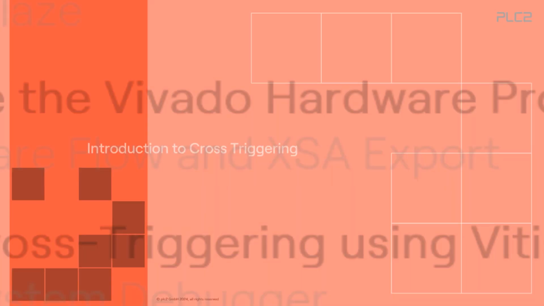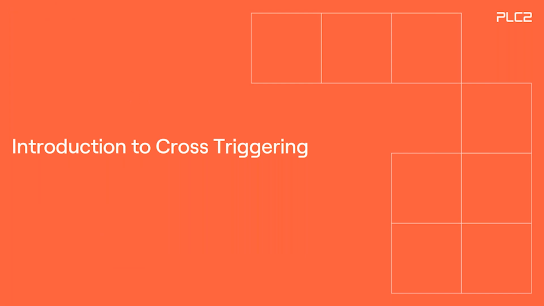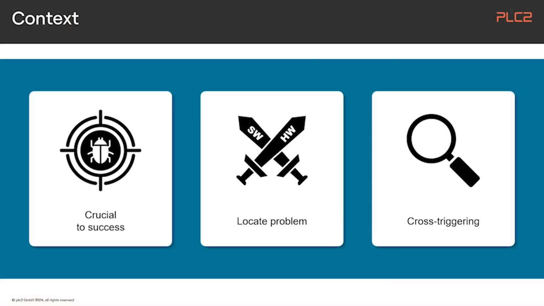Okay, so regarding a short overview, introduction to cross-triggering. This module introduces the joys of debugging using cross-triggering. And when dealing with embedded systems, it is often difficult to determine the origin of the problem. Is the problem in hardware? Is the problem in software?